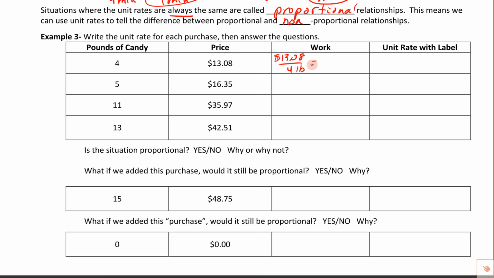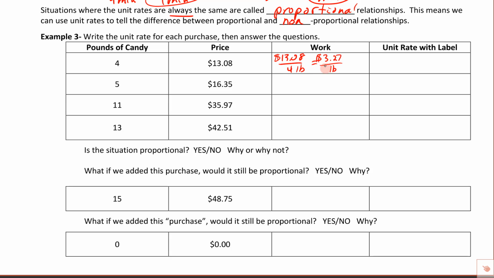So here's what this means. This means $3.27 per. Now remember, what we basically did is we divided the top by 4 and we also divided the bottom by 4. That's how we're going to get this to turn out to be a 1. So this would be 1 pound on the bottom. Okay, so $3.27 on the top, 1 pound on the bottom.